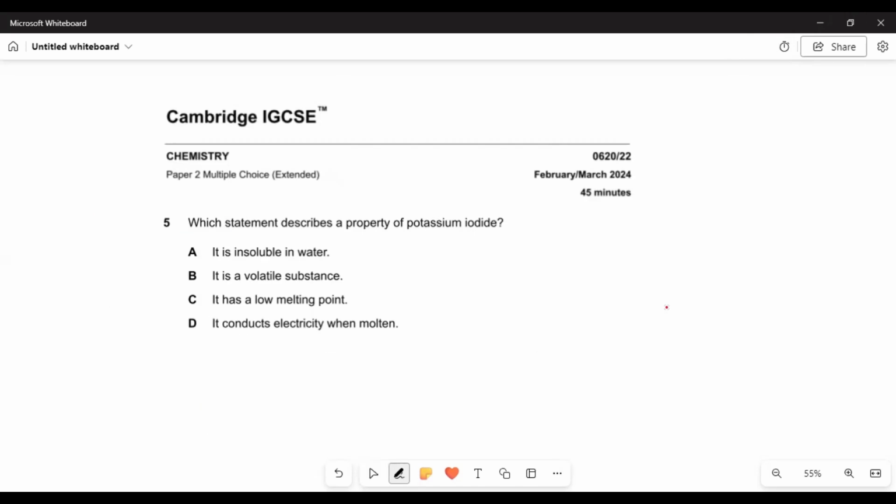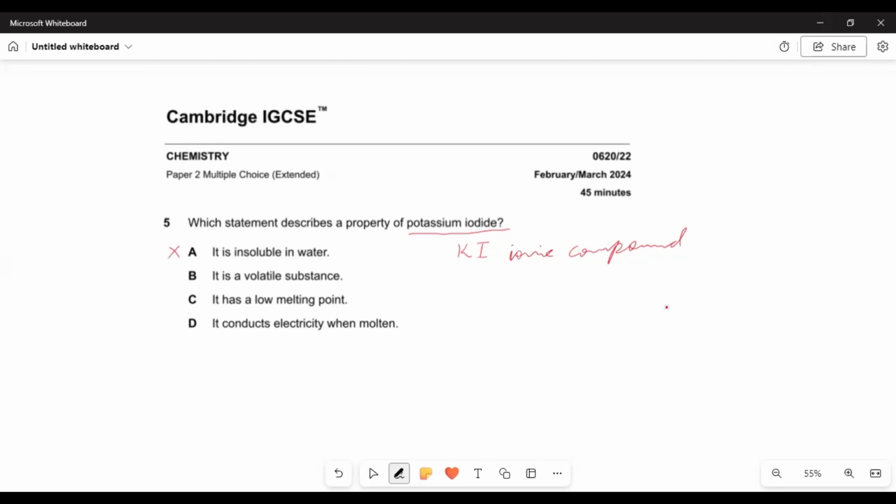This is question number 5. Which statement describes the properties of potassium iodide? Potassium is group 1 and iodine is from group 7. So this is an ionic compound. Keep it in your mind. Now see, it is insoluble in water. So remember that all the potassium salts are soluble in water. So it could not be correct.